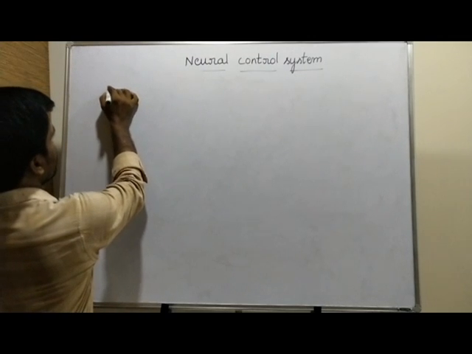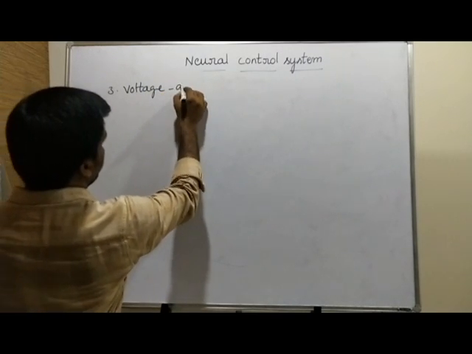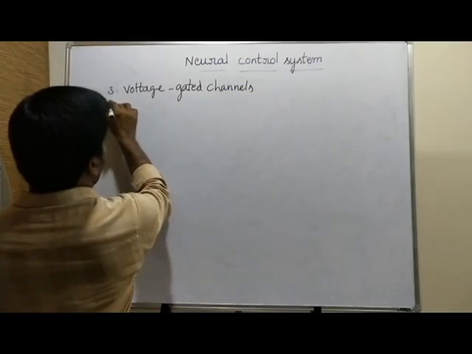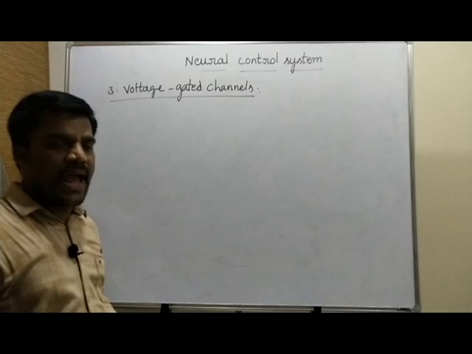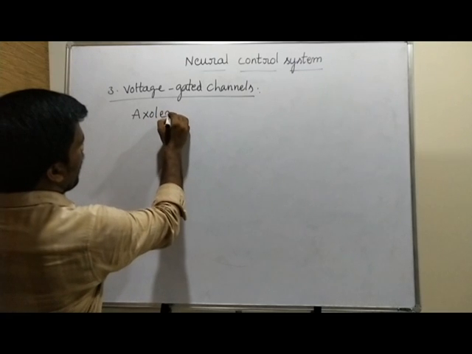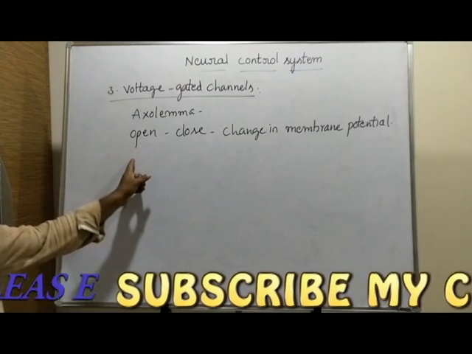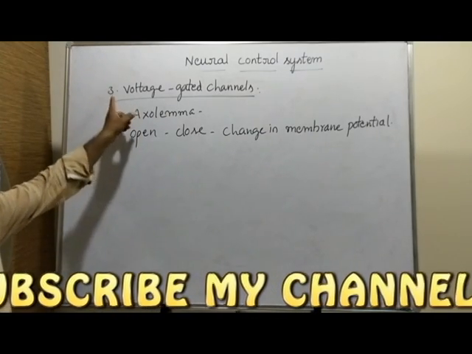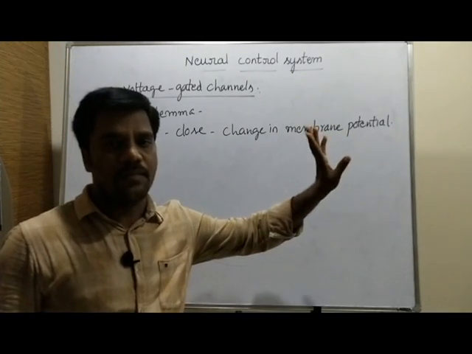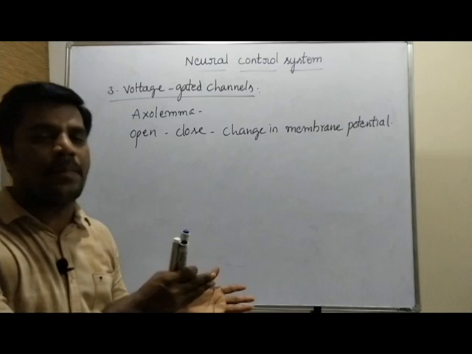And the third one is called voltage gated channels. These are very important channels in the axolemma. They are present on the axolemma. The opening and closing of voltage gated channels depends on change in membrane potential. When the membrane potential changes, then immediately they either open or close.